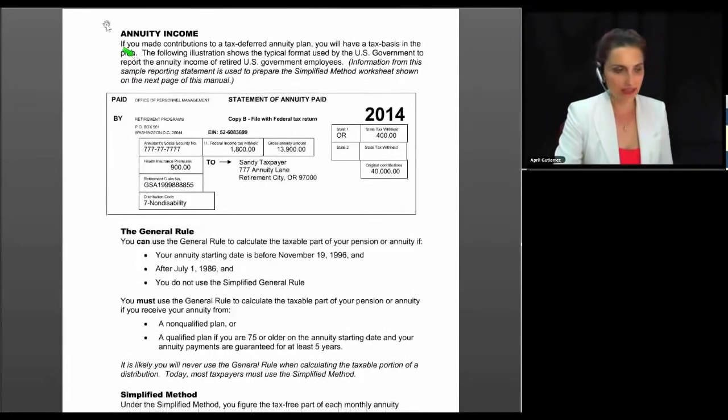And then finally, we've got annuity income to talk about. We're really due for a break, so I think we should take a break now.